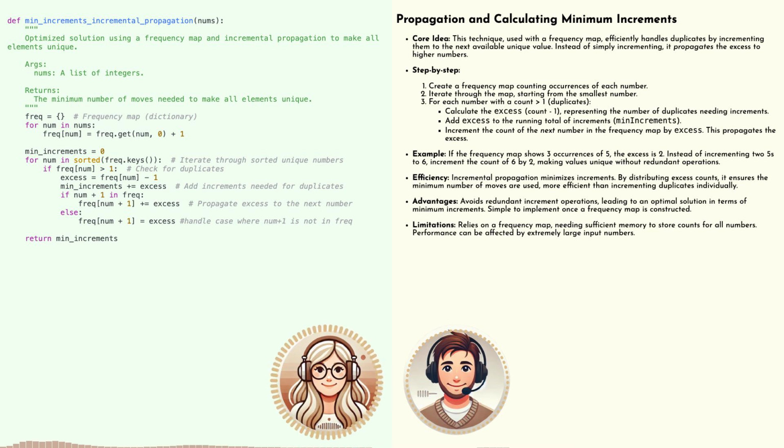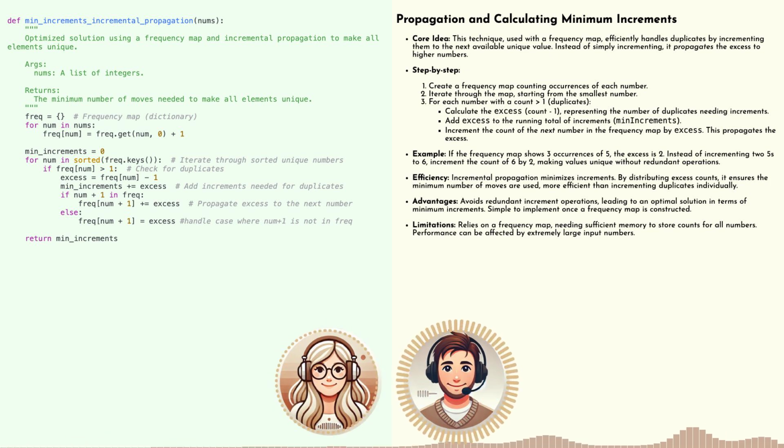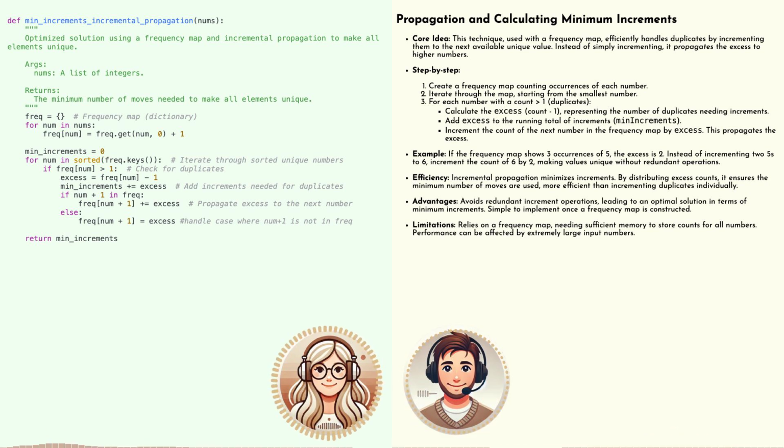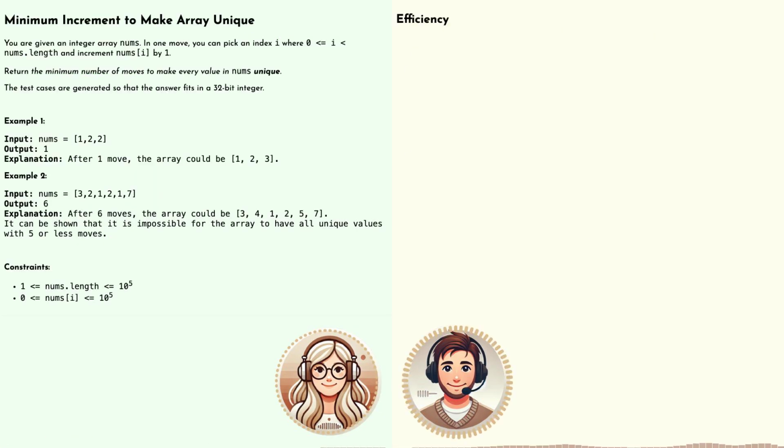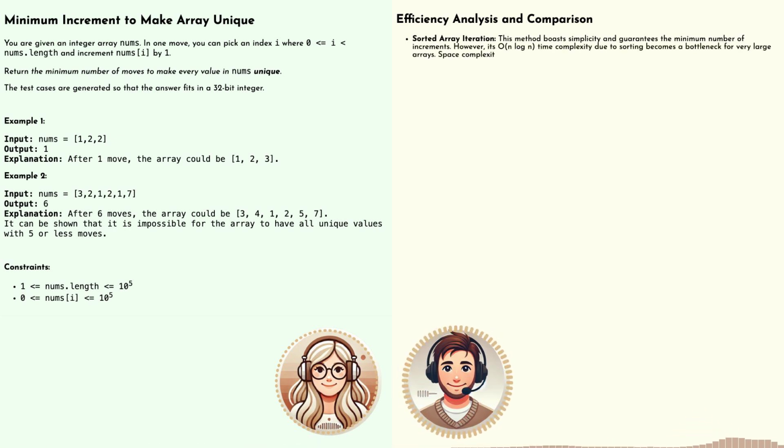But instead of randomly incrementing, we're going to use that same propagation technique we saw with the frequency map. We add that excess to the count in the next slot of our frequency array. So the excess of 2 would get added to the count for 3, and the excess of 4 would get added to the count for 5, even though 5 wasn't originally in our array. Precisely. It's like this clever chain reaction where we just keep passing those excesses forward. And in the end, the total of all those excesses we've accumulated is the minimum number of increments we needed to make the whole array unique. I really like how this solution leverages the counting mechanism of count sort without actually sorting the array itself.